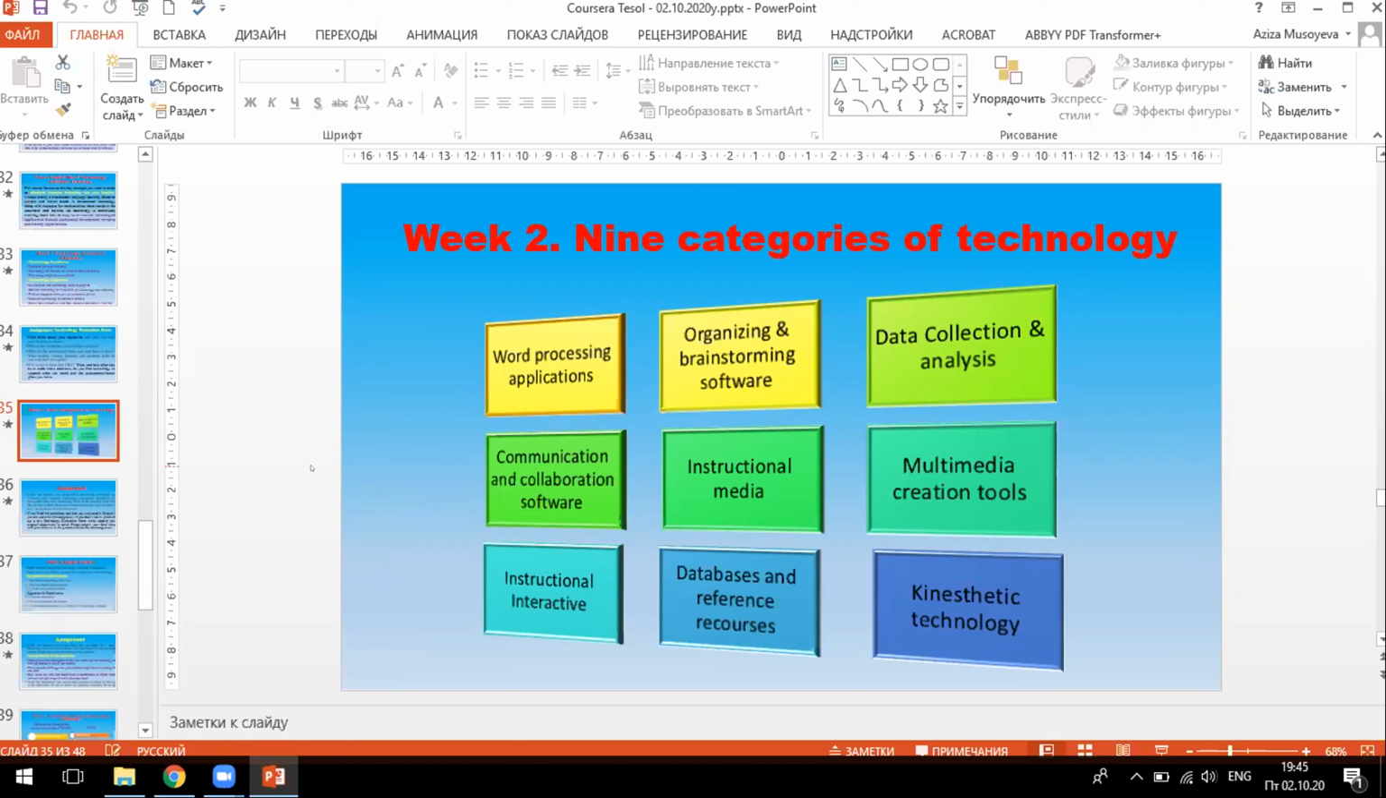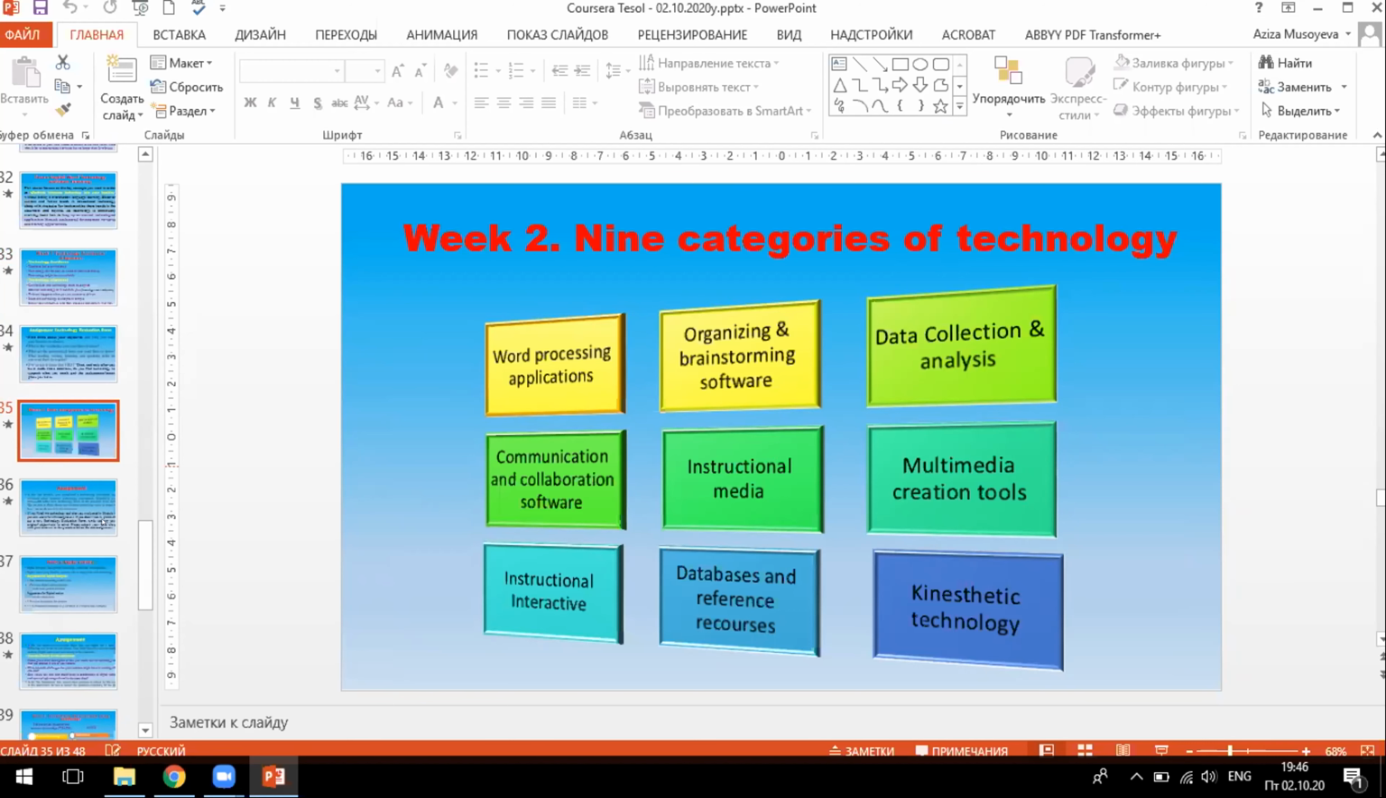And the eighth one is database and reference resources. That can be online dictionaries, encyclopedias, RubiStar, rubrics of all kinds you can find there. And the last one is kinesthetic technology. It allows students to move about and often considers the user's physical location and movement. For example, GPS.